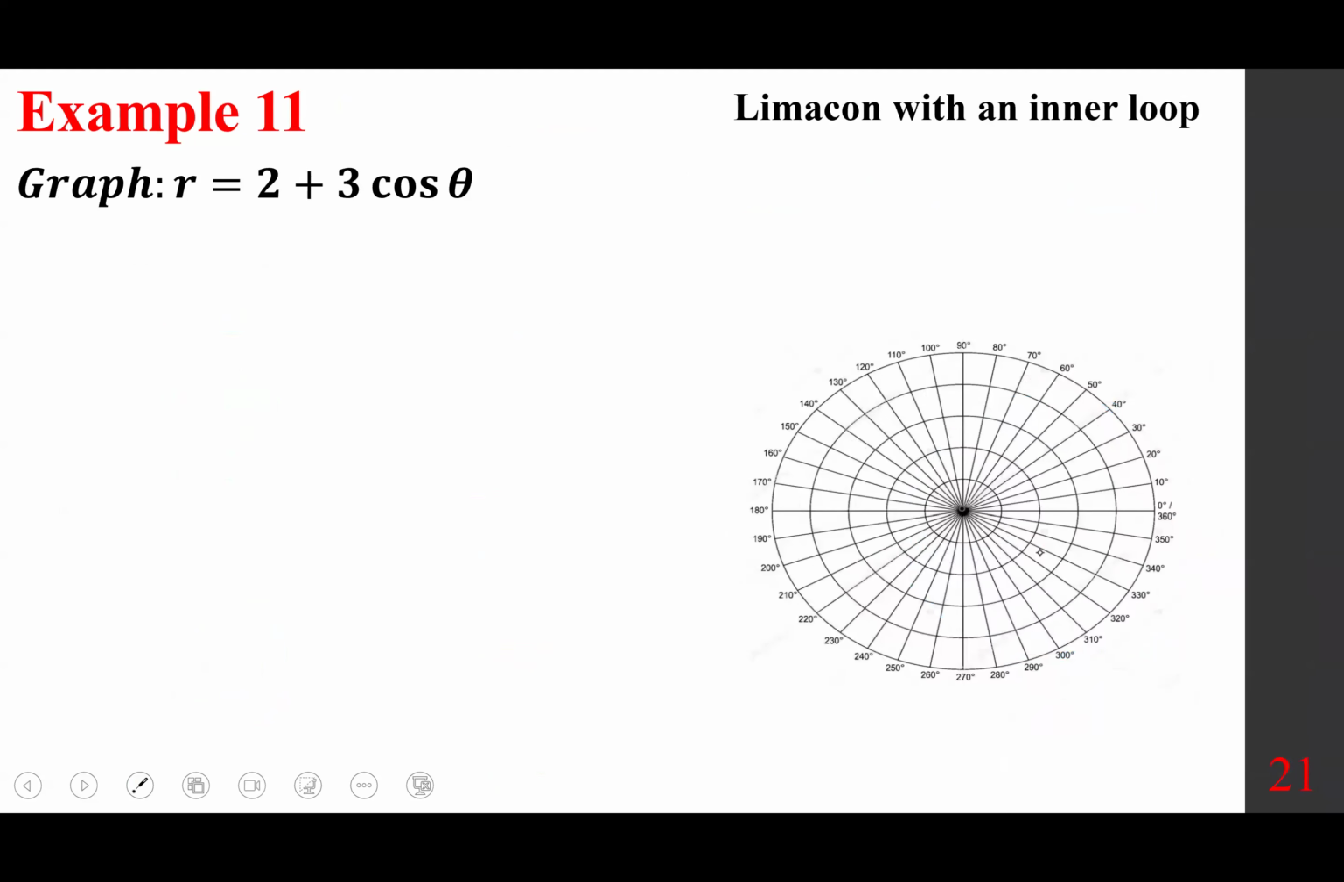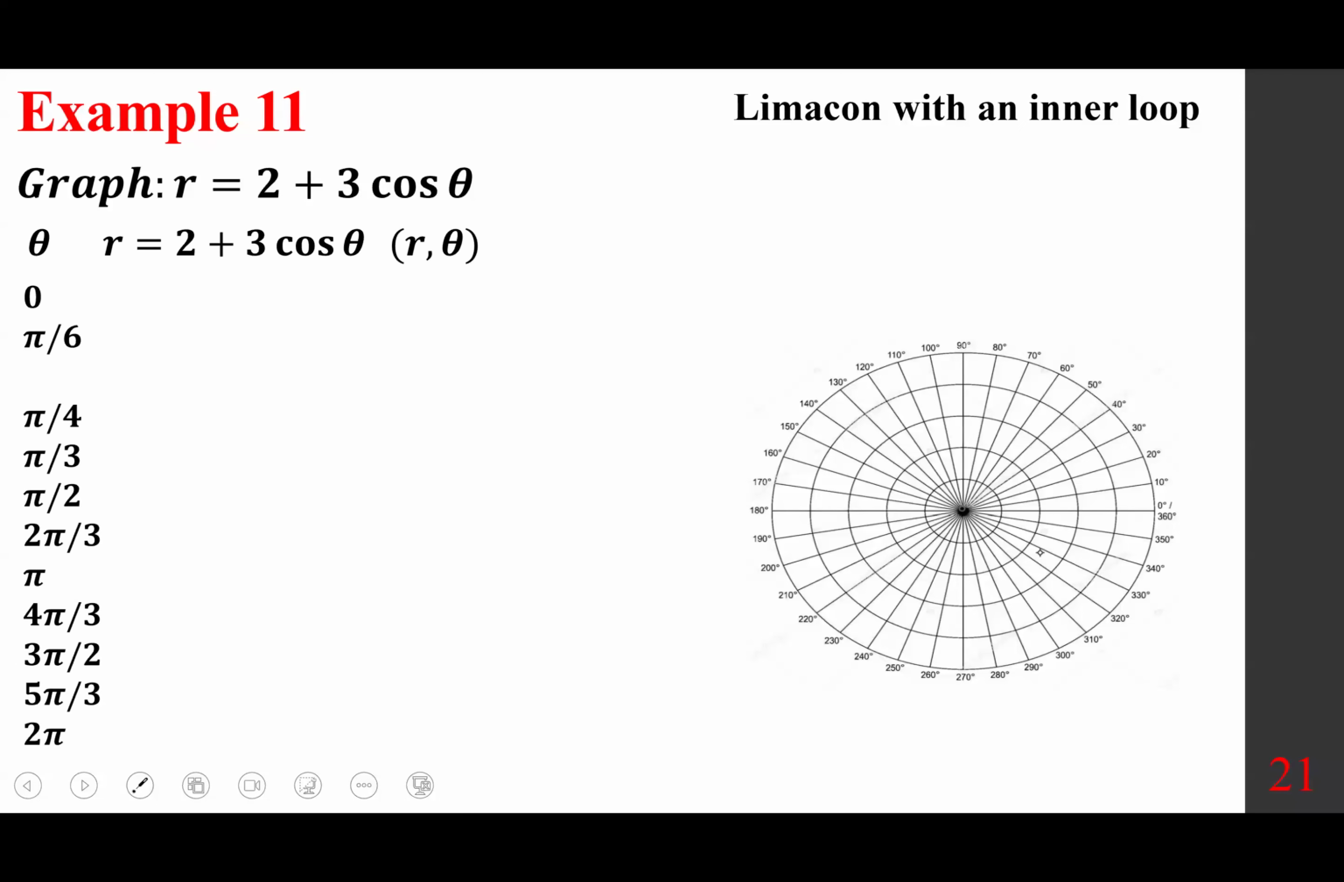What about r equals 2 plus 3 cosine theta? In essence, we do it the same, okay? So let's plug in a bunch of points. And these are all easy points from 0 to 2 pi. We are going to discuss a couple of them. For example, 0, the cosine is 1, 2 and 3 becomes 5.